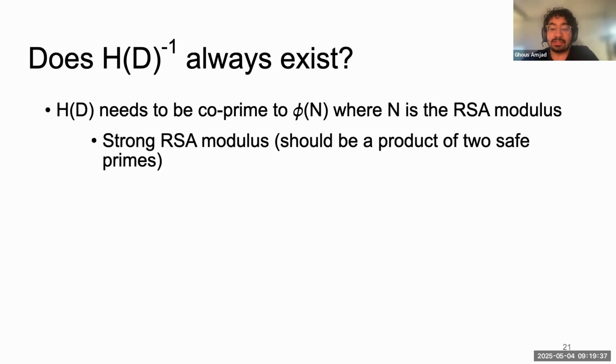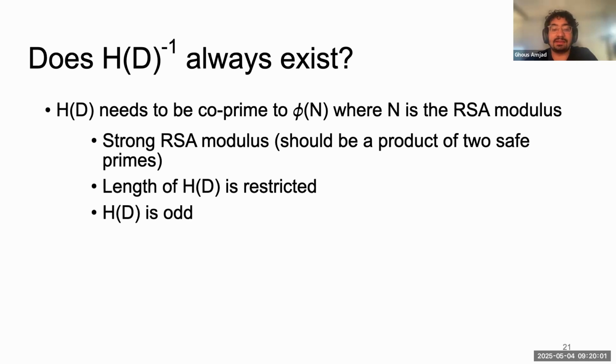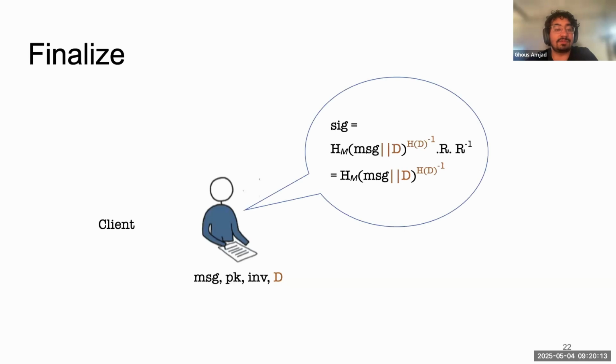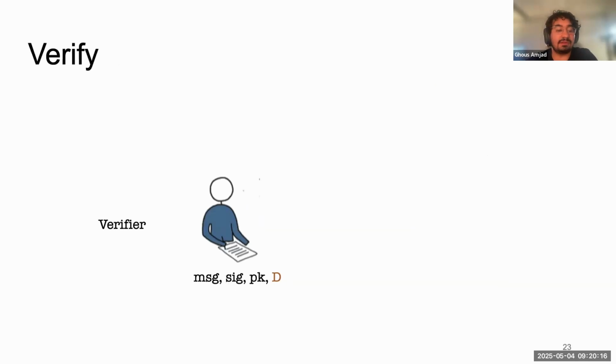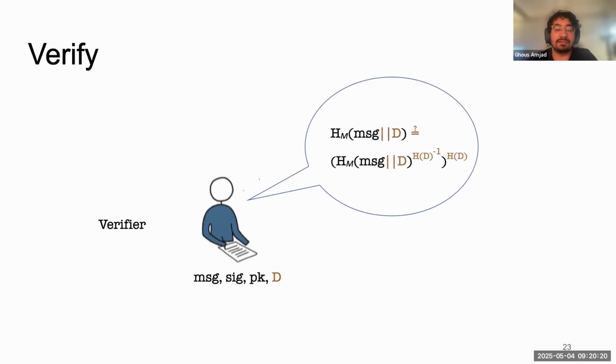Instead of using a plain RSA modulus, we use a strong RSA modulus, which is basically the product of two safe primes. You don't need to know what safe primes are, but essentially it gives the value of the Euler totient function a structure such that if we restrict the length of h of d to be less than those safe primes, and we make sure h of d is always odd, then we get coprimality with the Euler totient function. And in that way, we guarantee that the scheme will always have an h of d inverse for any public metadata d. Now, finalize is basically the same as before. r just cancels out with its inverse. And for verify, instead of raising to the public exponent e, we raise it to h of d.